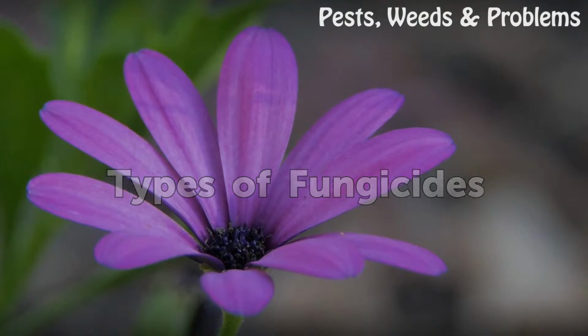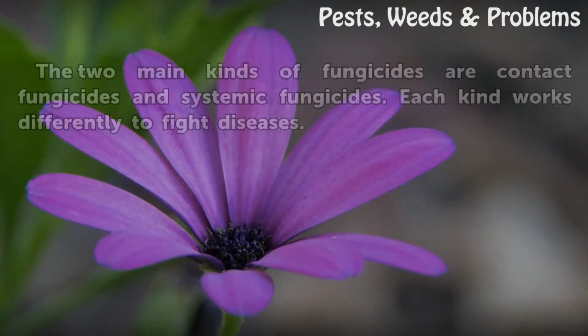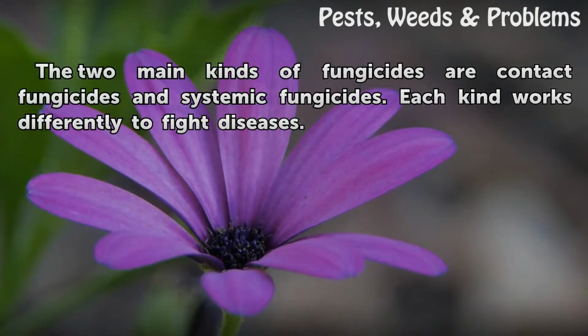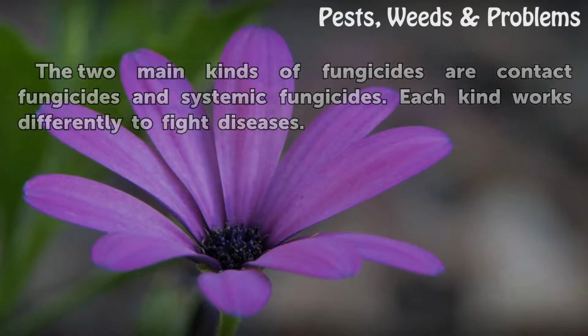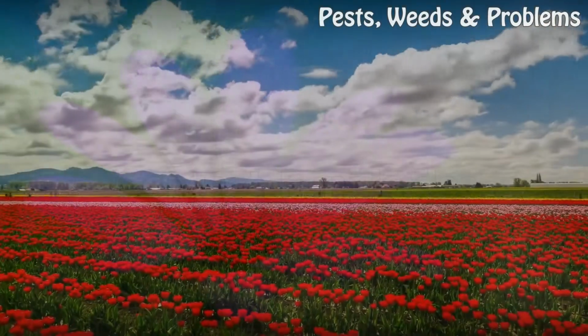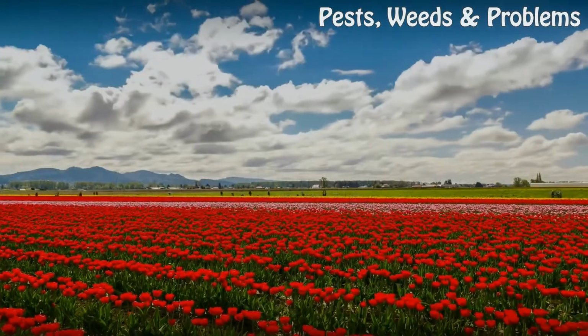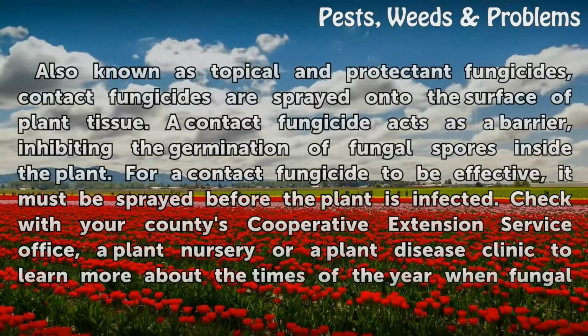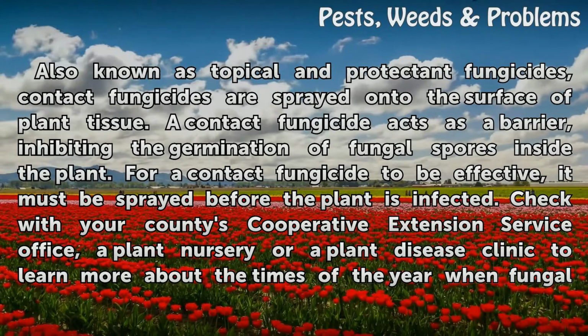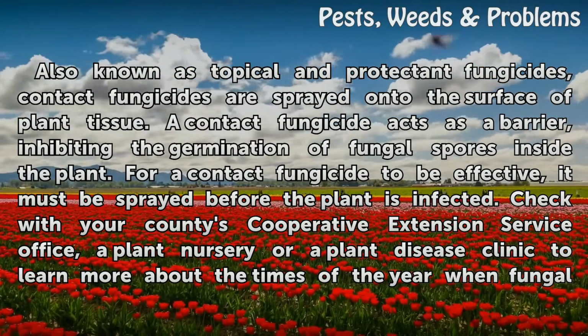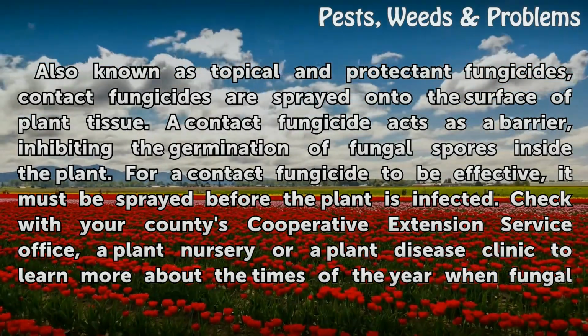Types of fungicides. The two main kinds of fungicides are contact fungicides and systemic fungicides. Each kind works differently to fight diseases. Contact fungicides, also known as topical and protectant fungicides, are sprayed onto the surface of plant tissue.